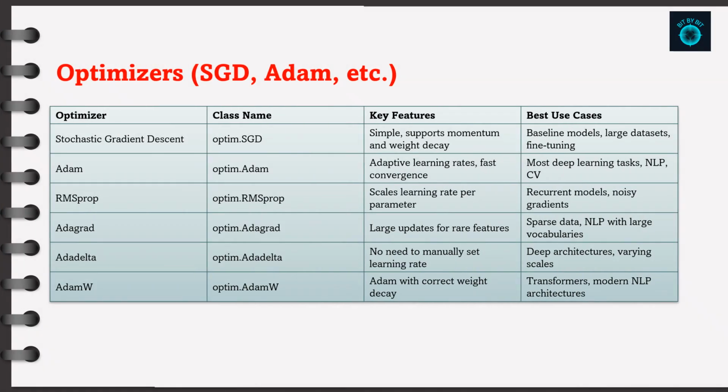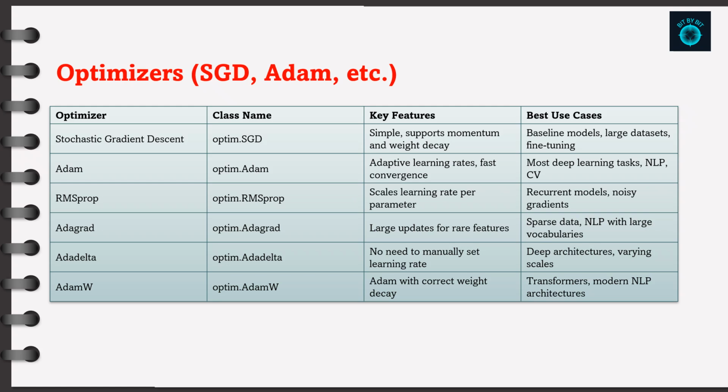Let's explore some of the most important optimizers in PyTorch, their key features, and when to use them. First is SGD, or stochastic gradient descent. It is simple and effective. It can be enhanced with momentum to speed up training and weight decay for regularization. Use SGD when training from scratch or for fine-tuning pre-trained models.